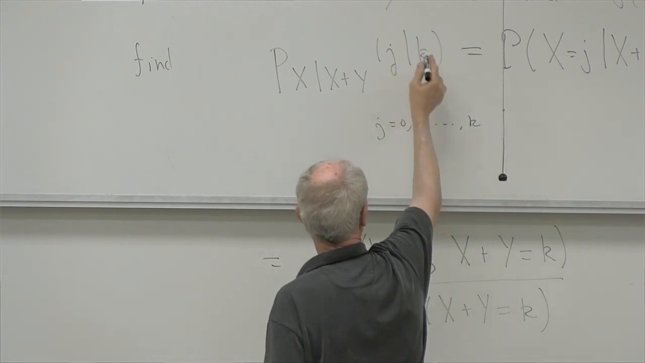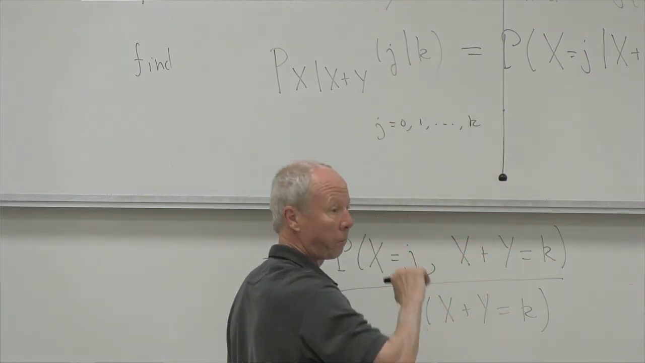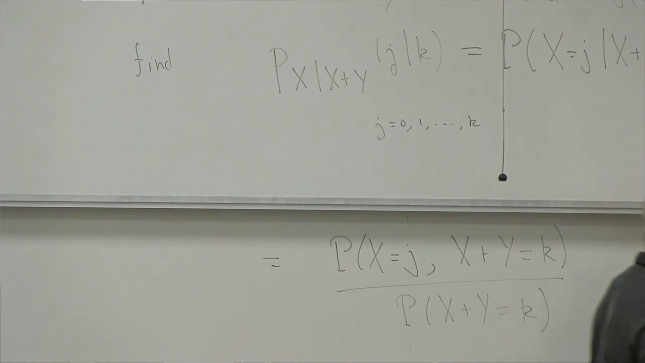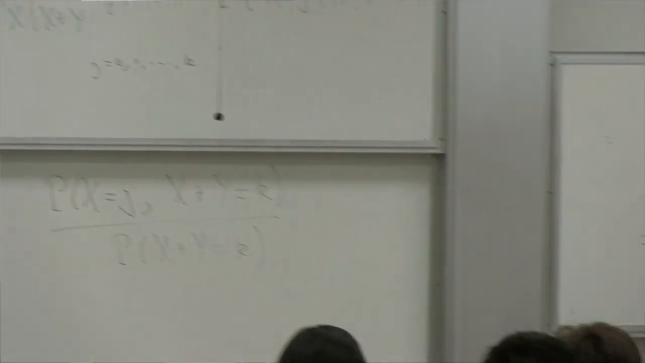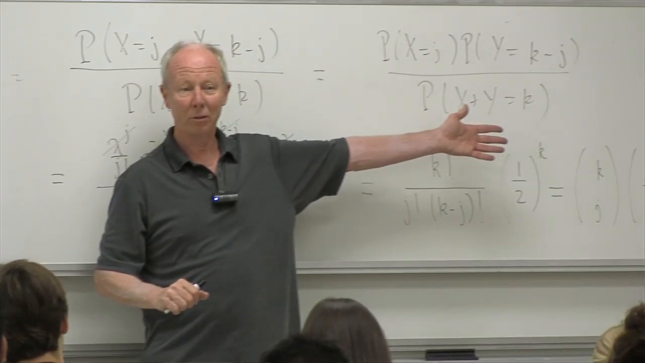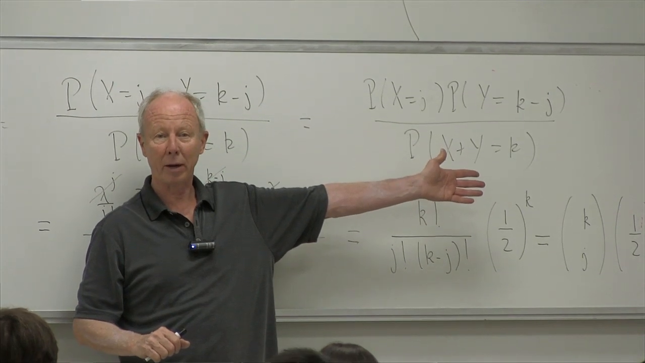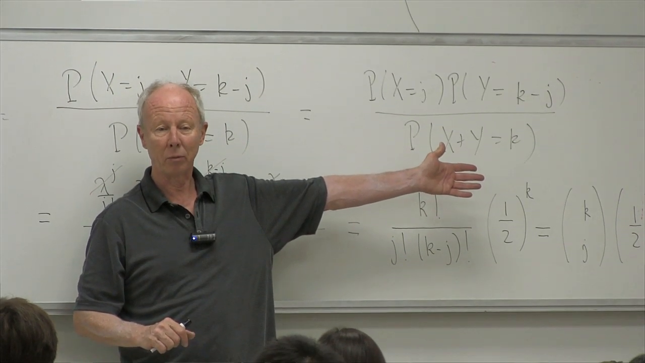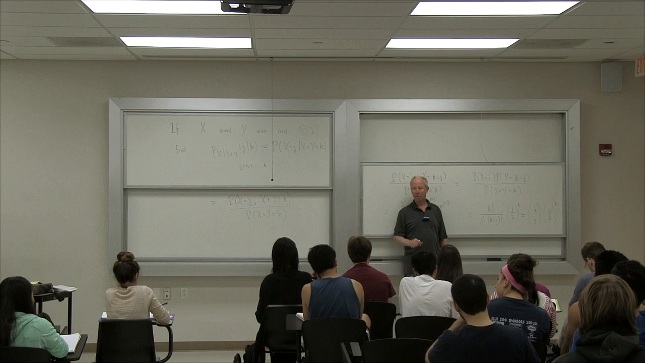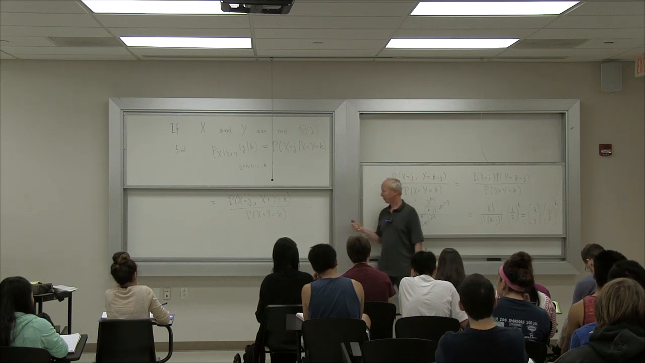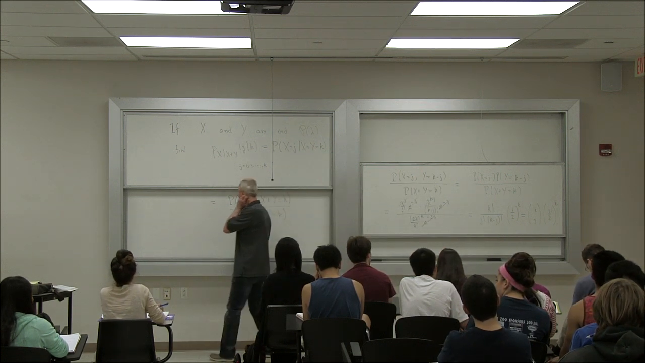Otherwise, what would this be? 0. And that's binomial. So if you know x plus y, x is binomial when they're both Poisson. Actually, you had an exercise like this. It's kind of the other way around.